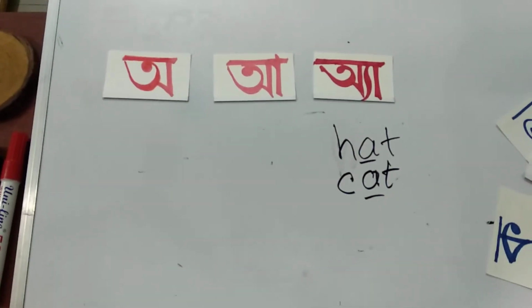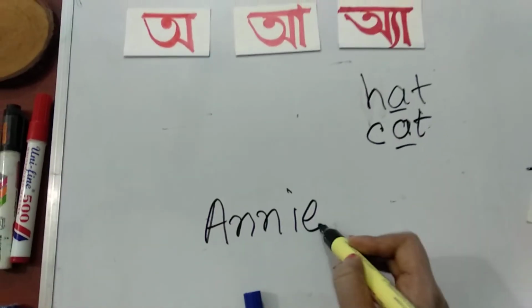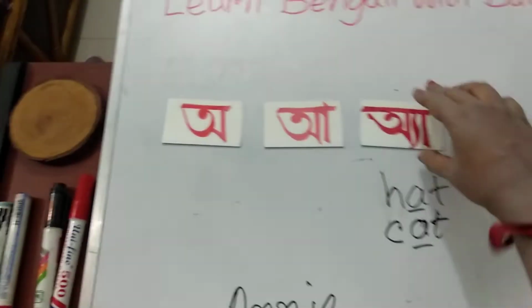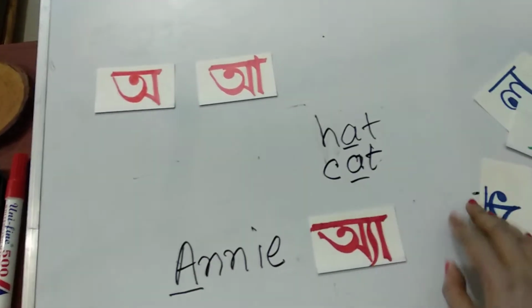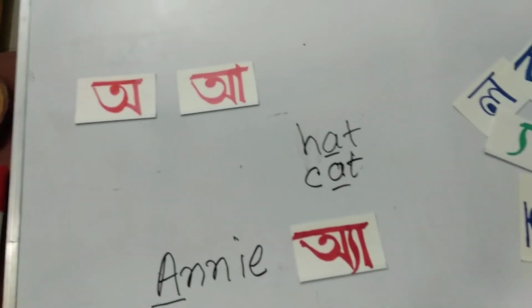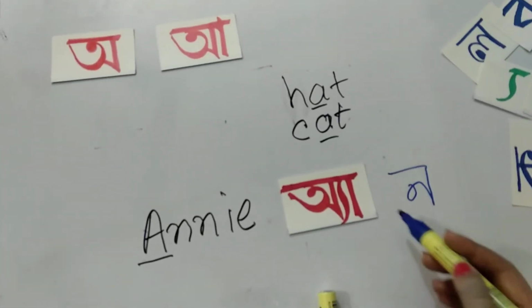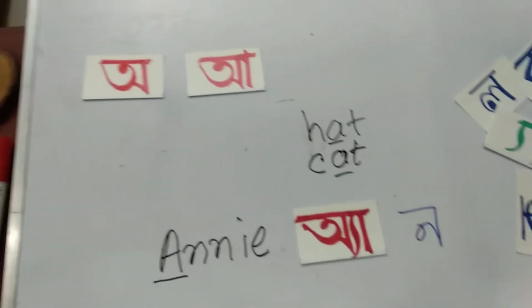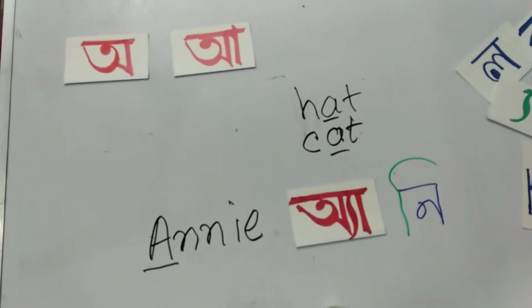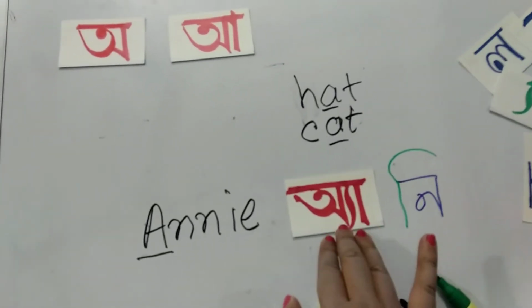Okay, so we will write Annie. For Annie, this is A sound, and we already have our A here. Okay, A, and now what do we need? We need no, definitely, right? So that makes it An, but we will have to make it Annie. Annie, right? Okay, now we know how to use this A letter.